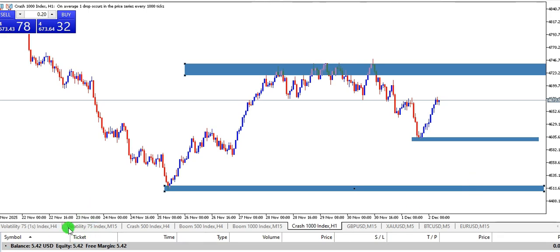So the assets we're taking on this particular account are VIX75 1 second, VIX75, Crash 1000, Boom 500, and of course Crash 1000. We won't be taking Boom 1000 on this account. Anything that is taken, I'll definitely share with you. I'm sure you can see the pound dollar, XAUUSD, BTCUSD, and USD. That will be in the next analysis. We'll be analyzing that after now.